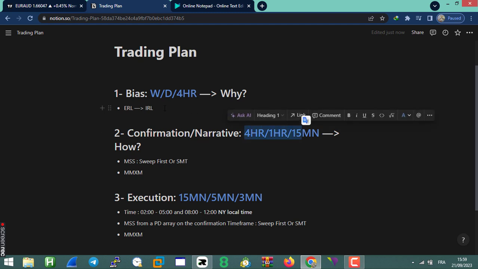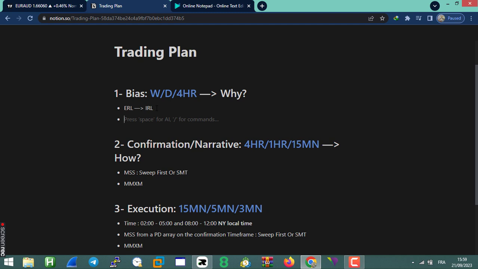On the buys, we have external range liquidity to internal, and I just want to add another line here, which is internal range liquidity to external range liquidity. I'm going to show you how that looks in the chart later on, so don't worry. So the first step is external range liquidity to internal, and internal range liquidity to external range liquidity.